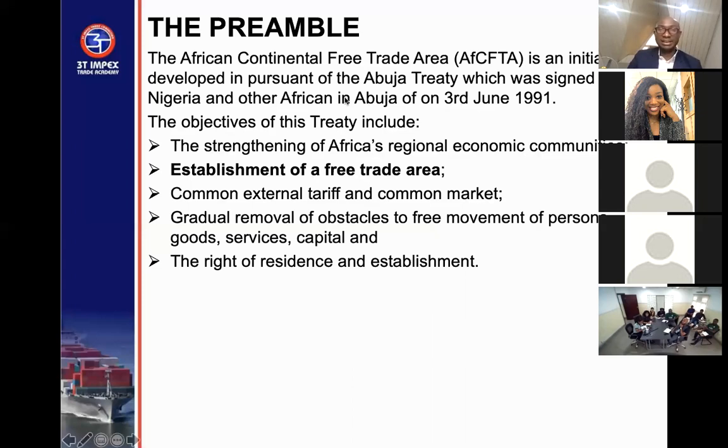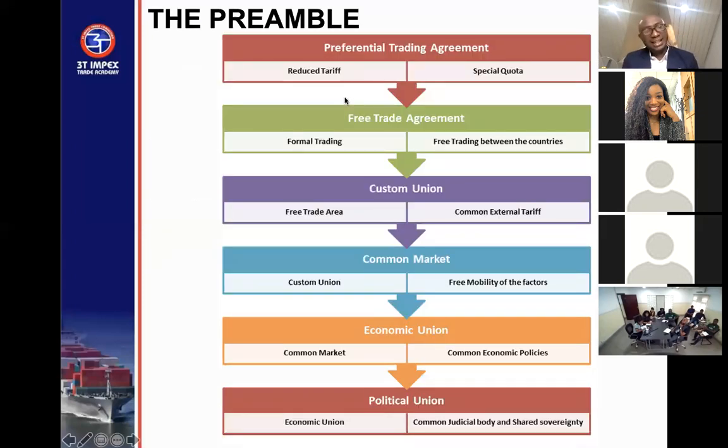This agreement is a step in the integration of African economy. If you are familiar with the theory of economic integration, you know the first level is free trade agreement. Currently, we have what is called preferential trade agreement with the US, with EU, and a number of African developed countries. But here we have a free trade agreement that we are part of.